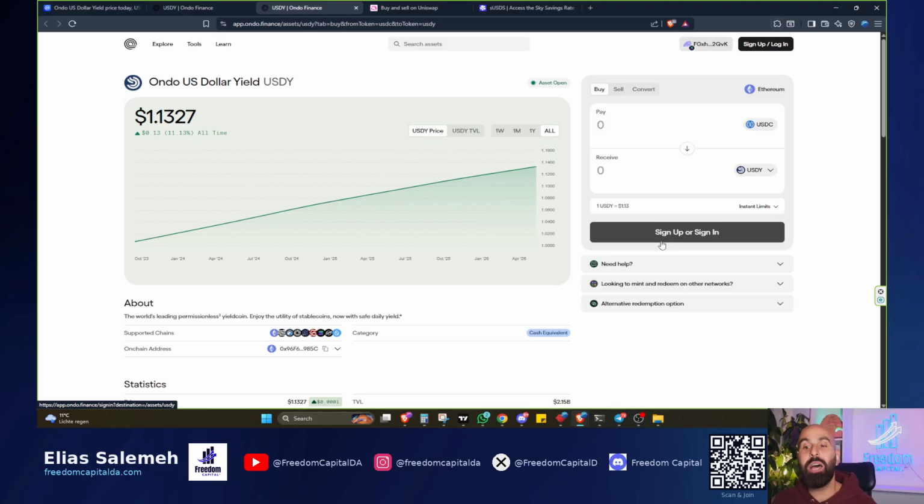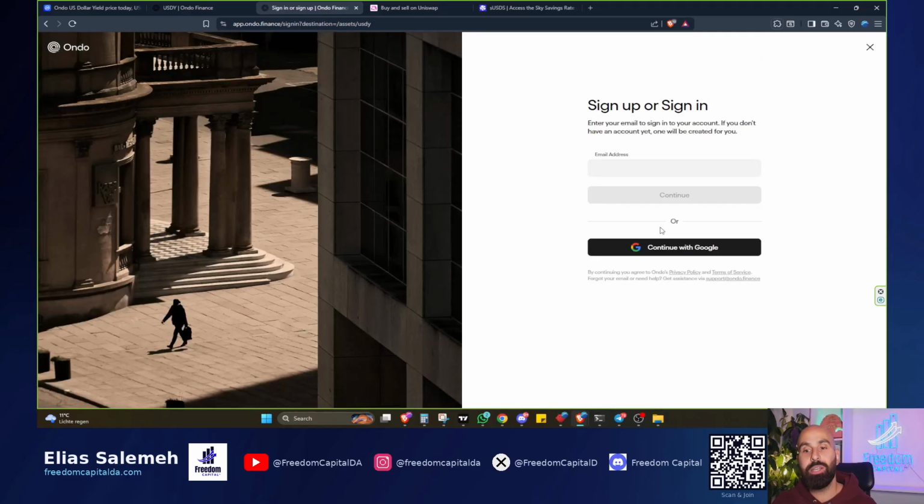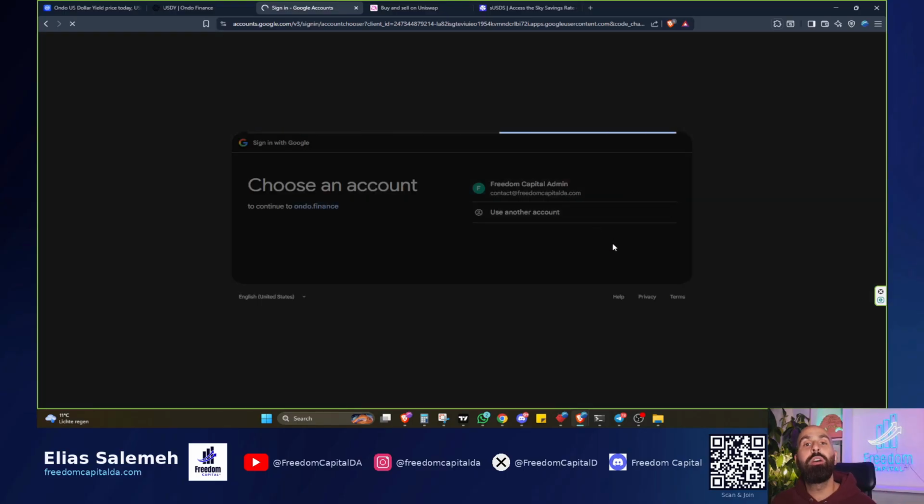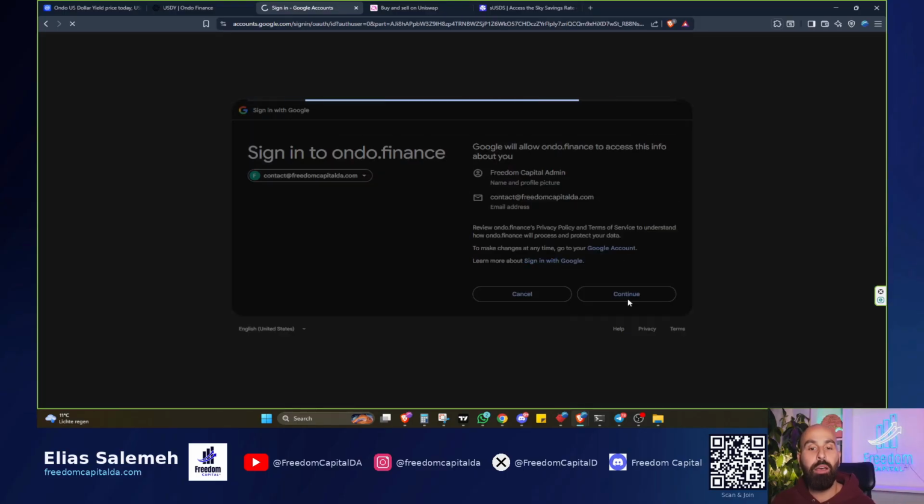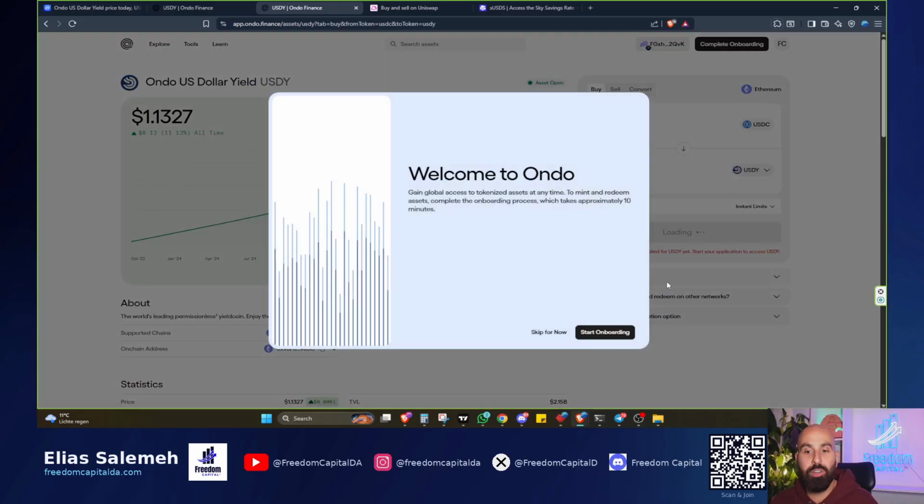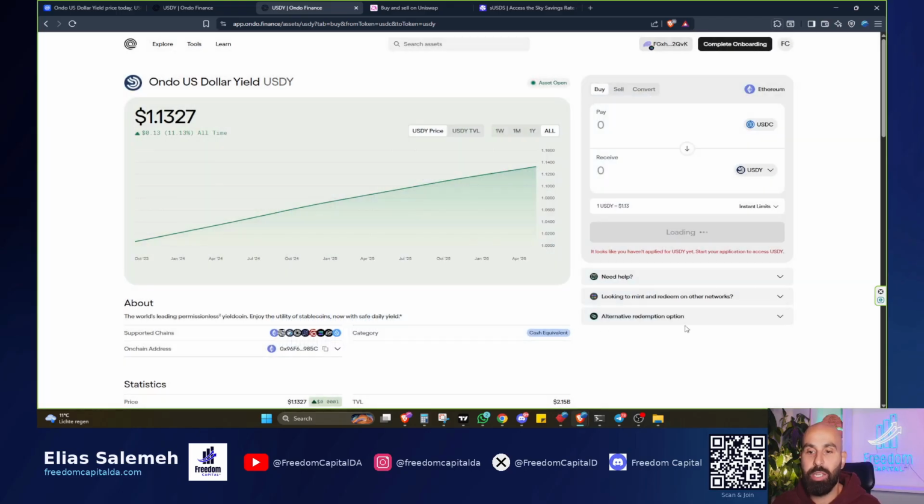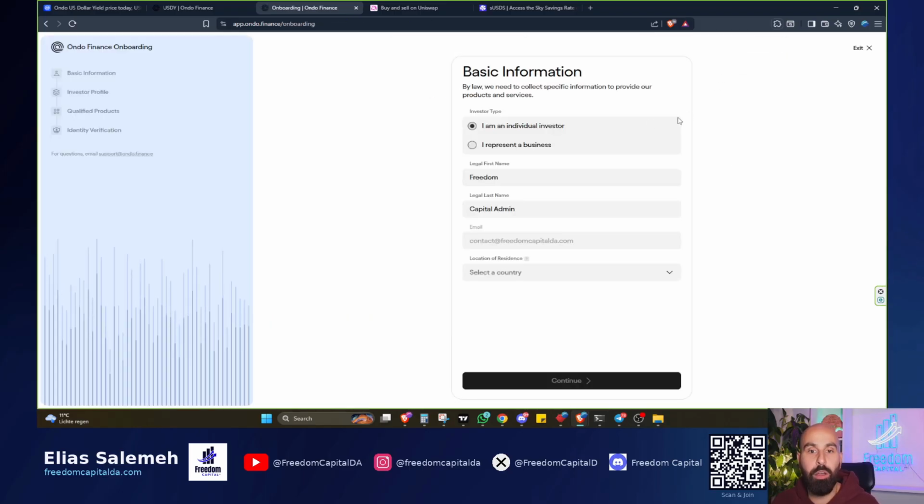You cannot proceed without doing KYC. When I say KYC, you have to register who you are and provide them with your documents to show that you are not a US citizen, and for them to know who you are, basically. So we click on skip for now. As you can see here, I am not allowed to buy any USDY without completing my application and my onboarding process. If I click on it, you have to provide your information, who you are, and then the identity verification, which in DeFi is something a lot of people don't want to do.